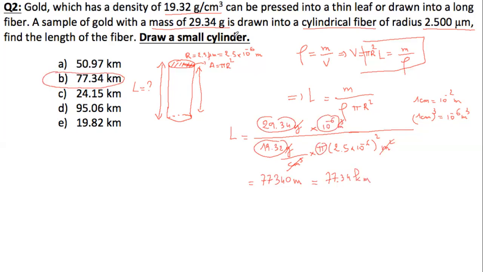And you can see this is a small amount of gold, and the radius is a few micrometers, very, very thin. Thinner than one hair. Thinner than a hair, of course. Much, much thinner than a hair. And if you draw it into a cylinder, you will have this small amount, less than 30 grams of gold, can give you 77 kilometers.